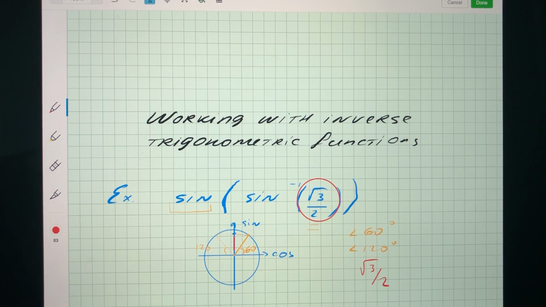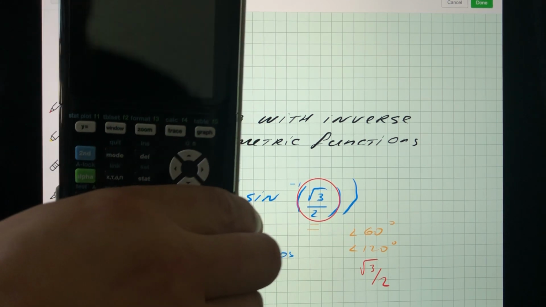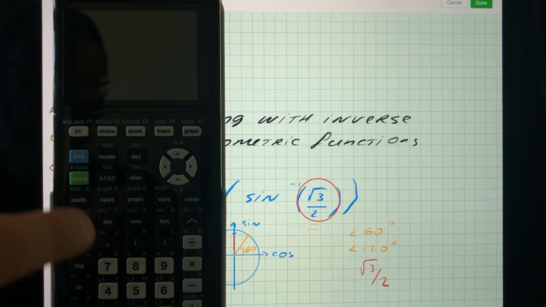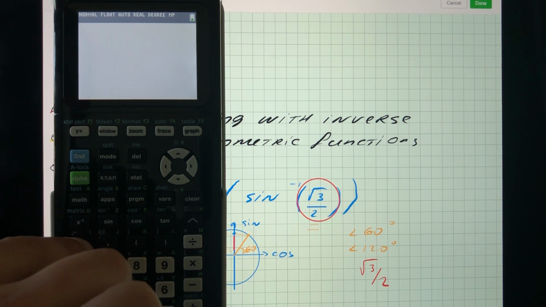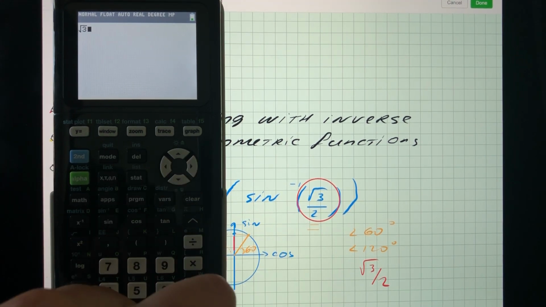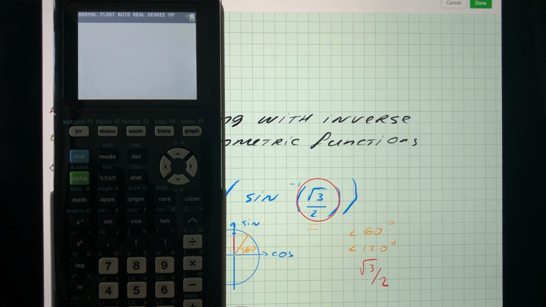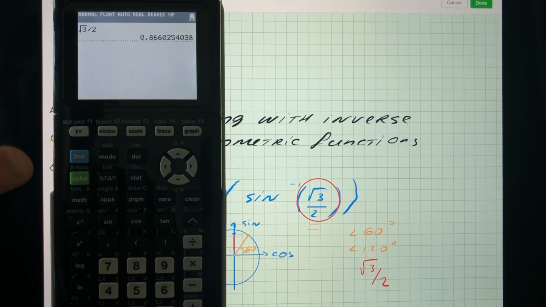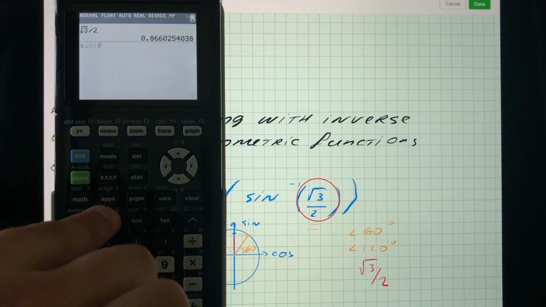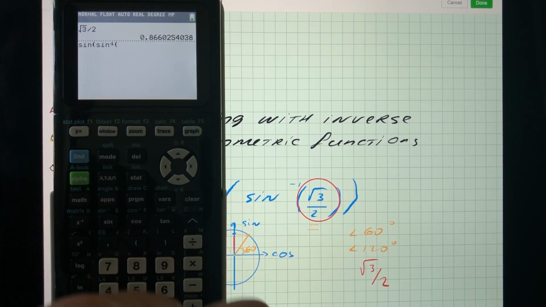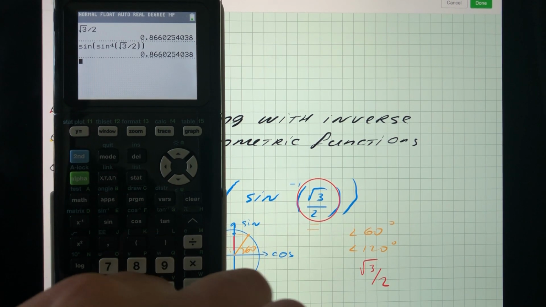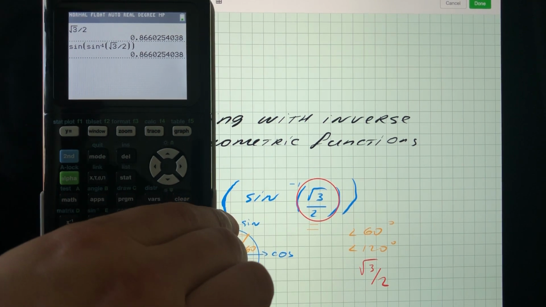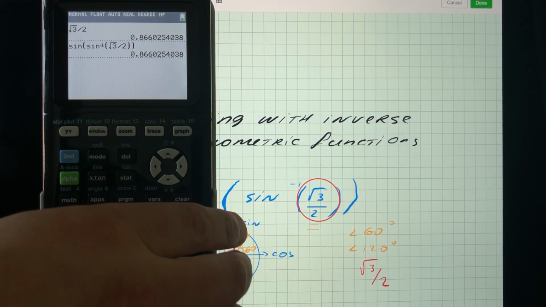We could also do that with a calculator and see if we get the same decimal, that 0.866, which is square root of 3 over 2. So for ourselves, we always remember that square root of 3 over 2 is 0.866. When we run into that, we know that's what it is. So let's type in the sine inverse of square root of 3 over 2 and see if we actually get the decimal that we're expecting. And we do. So that confirms that our answer, square root of 3 over 2, is correct.